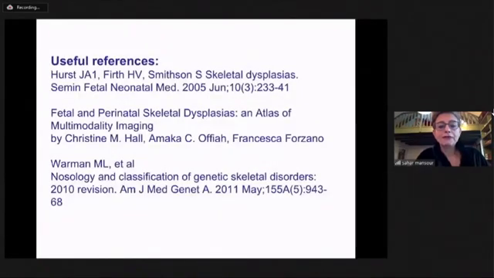There are some references that you may like to read. There is a nosology. Actually, there is a much more recent one, I'm sorry, I haven't updated. There's a 2018 nosology and classification of skeletal disorders that groups them mainly under the underlying genetic cause now in families of conditions.